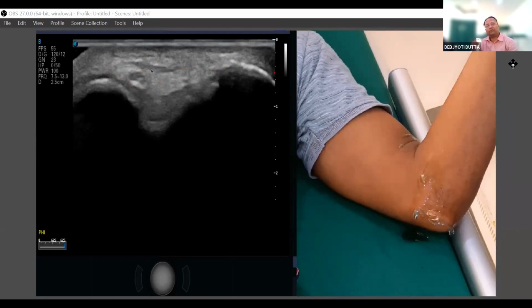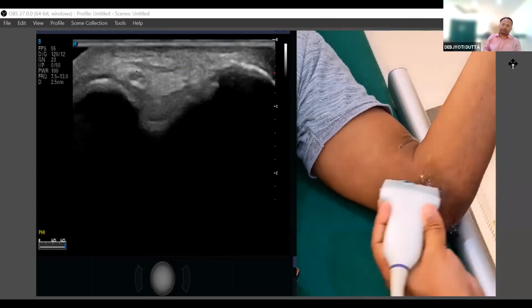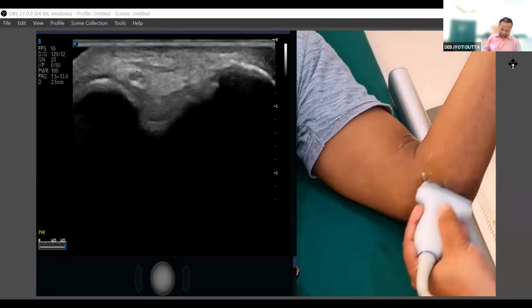So if it is deficient, then this nerve might move up and there might be entrapment here. Okay, and that is known as the cubital tunnel syndrome. Now we are coming to the last part, the posterior part.